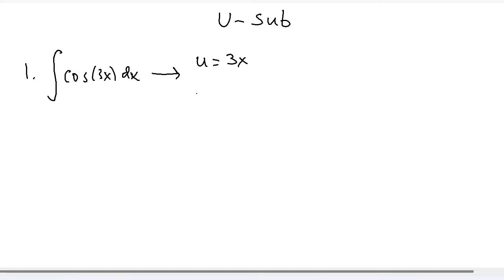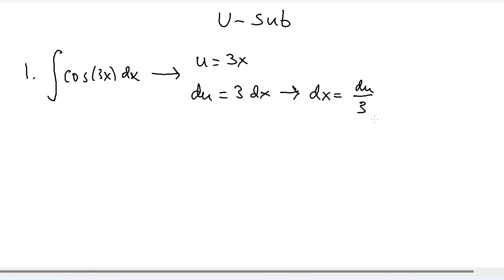And then you need a du, or the derivative of u. And the derivative of 3x is just 3. You need dx at the end. So now what I can do is isolate dx. So dx is going to be equal to du divided by 3.